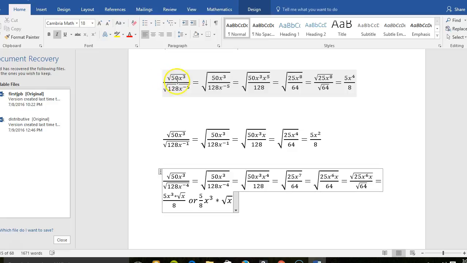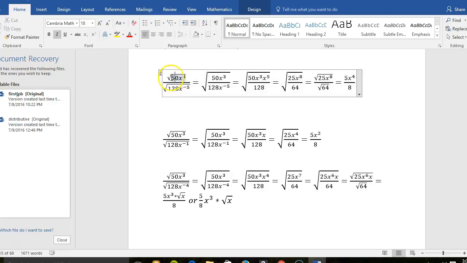Okay, let's look at this example right here. The square root of 50x cubed over the square root of 128x to the negative 5. Well, we bring it together like this, all under the same square root. We're assuming x is positive as always. We bring the x to the negative 5 up, and it becomes x to the positive 5. By the law of exponents, you add this 3 and this 5, and you get 8. So you have the square root of all this.